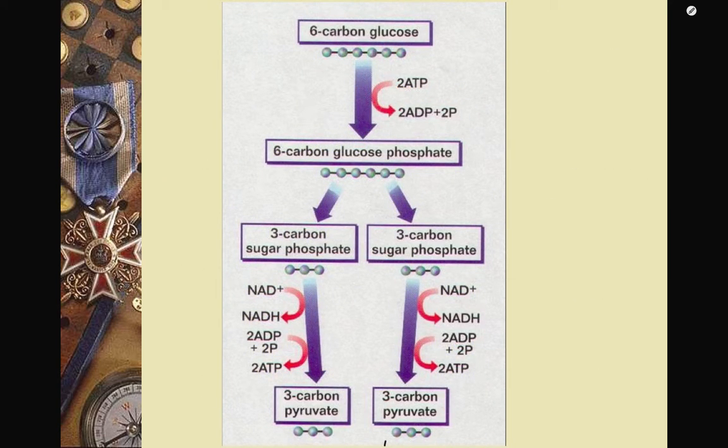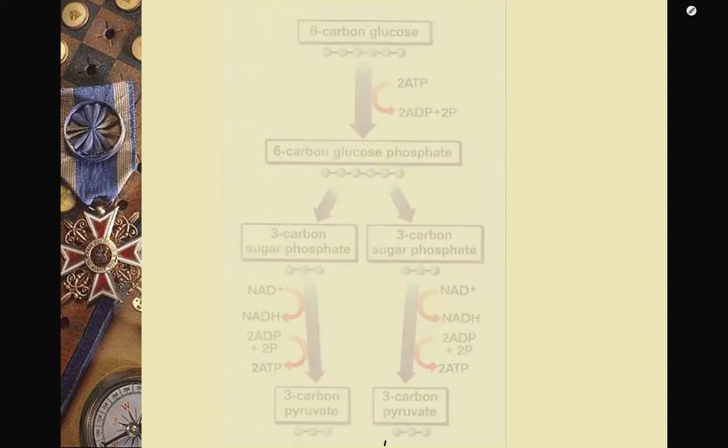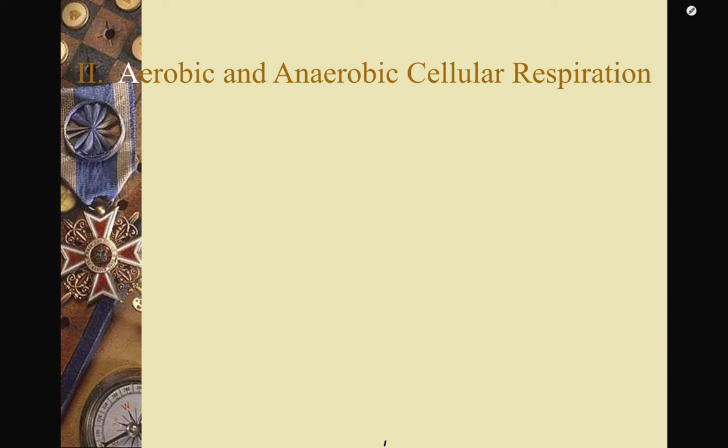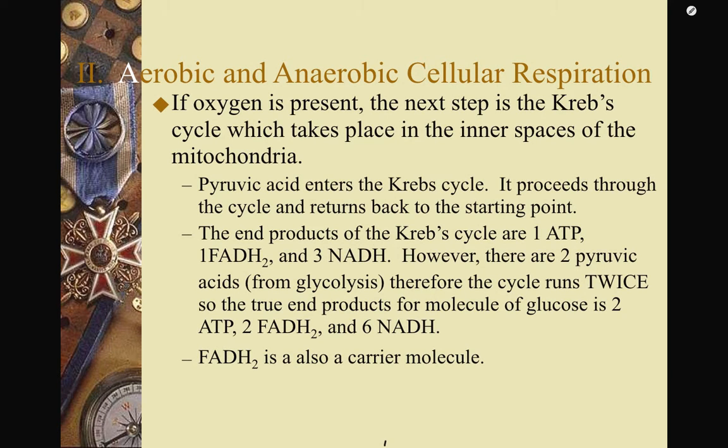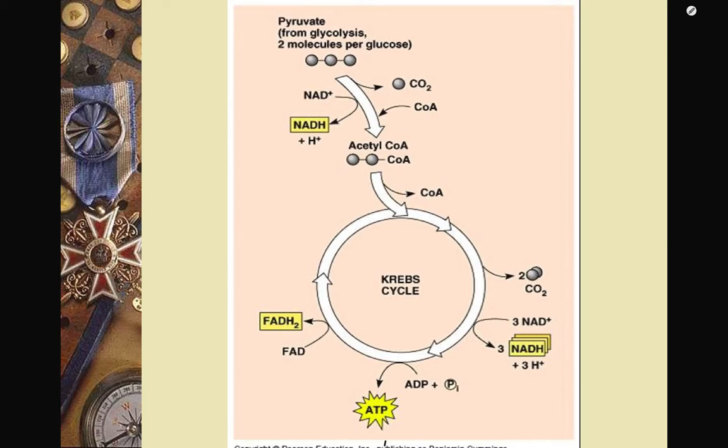Here's what it looks like. Glucose is broken down, 2 ATP are produced, 6 carbon into 3 carbon, right? And then the NAD brings the hydrogen in, and the resultant products are 2 molecules of pyruvic acid. Again, this is all anaerobic, no oxygen. But if oxygen is present, the next step is the Krebs cycle, which takes place in the inner spaces of the mitochondria. Okay? As a result of the Krebs cycle, there are also 2 more ATP produced. Right?